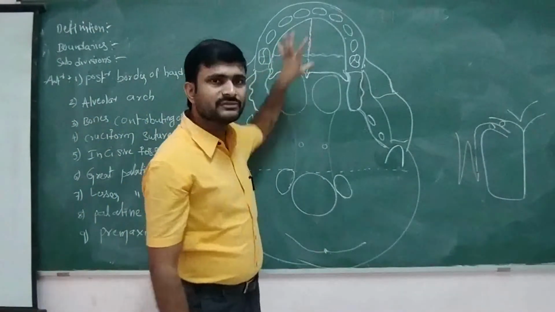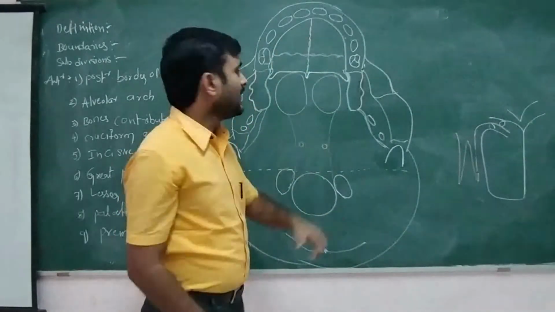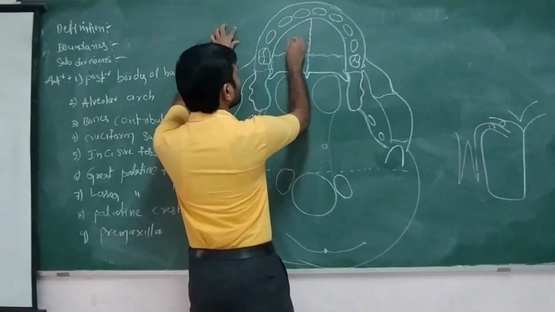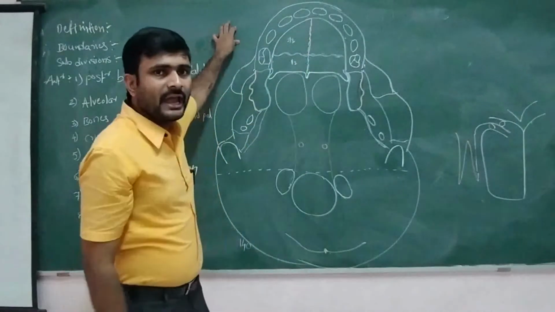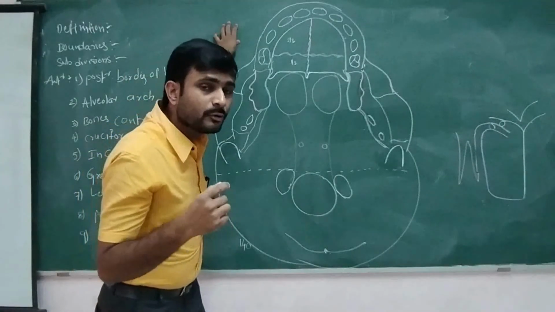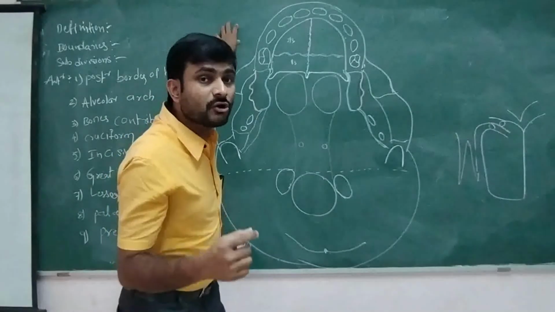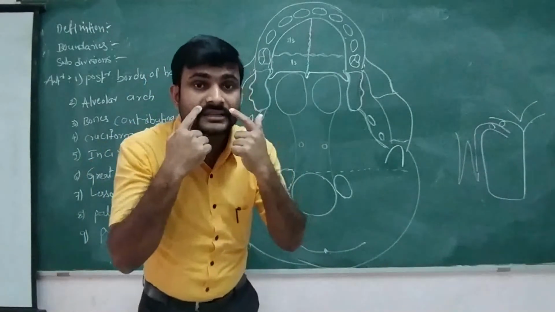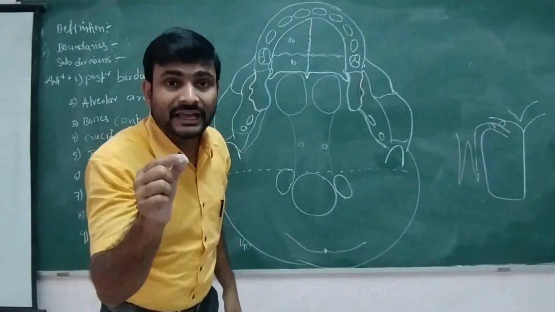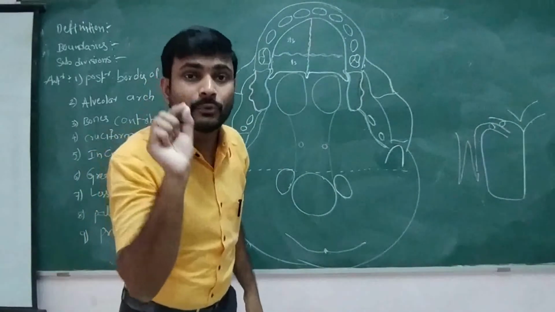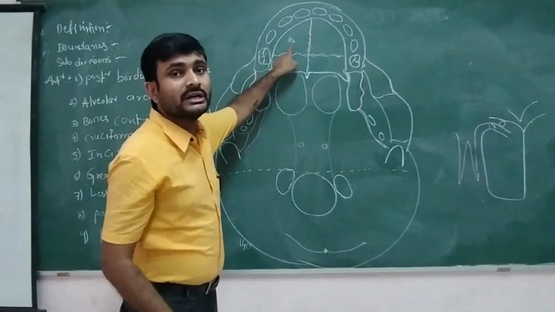The next point is the bones contributing to the hard palate. How is this hard palate formed? This completely is called a hard palate. How is it formed? Anterior 2/3 part and posterior 1/3 part. The anterior 2/3 part is formed by the palatine process of the maxilla. This is the maxilla. This maxilla going to the inner side forms the hard palate. The palatine process of the maxilla forms the anterior 2/3 part.